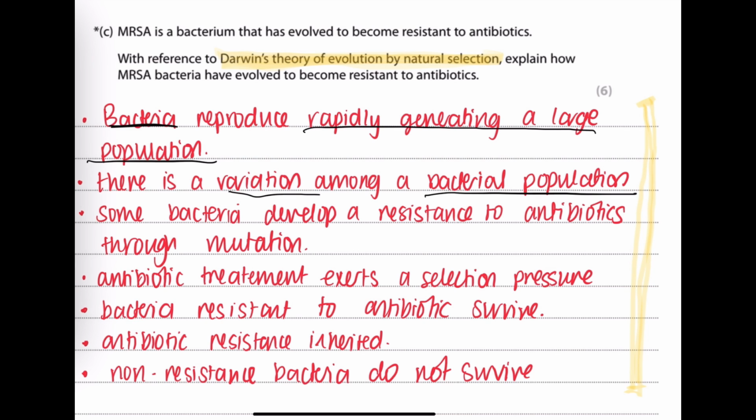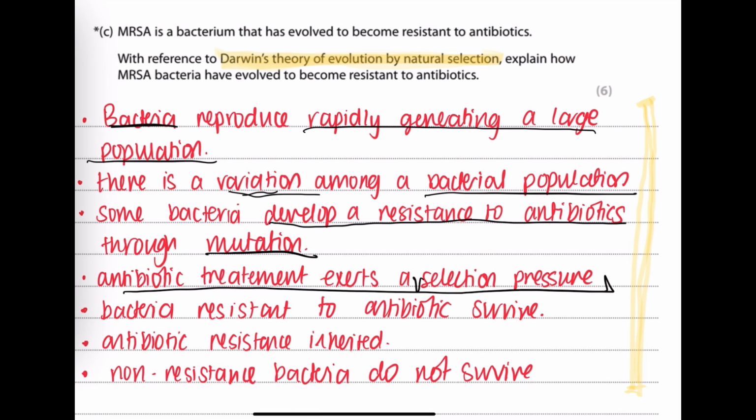And this variation is that it develops a resistance to antibiotics. And this is through a mutation that occurs. This is just because it's normal with any type of population that is growing at a large rate. So then the antibiotic treatment exerts a selection pressure. So what does selection pressure mean? It just means that it will kill off anyone that doesn't have antibiotic resistance, which means that the only ones that are alive now are antibiotic resistant bacteria.